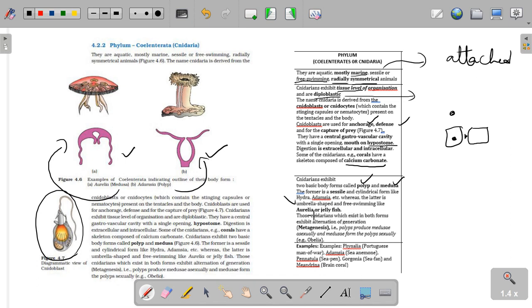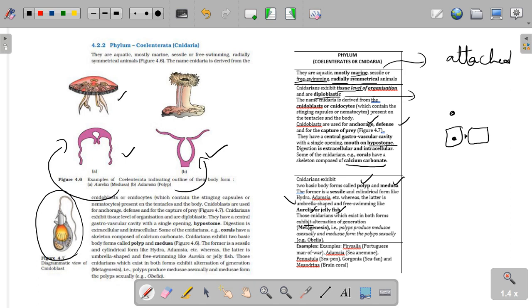You can see Aurelia and jellyfish. Examples of free living ones are Aurelia or jellyfish, whereas Hydra and Adamsia are the examples that come under these polyps which are fixed to the ground or the ocean bed.